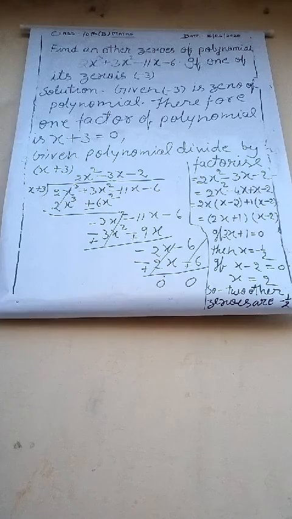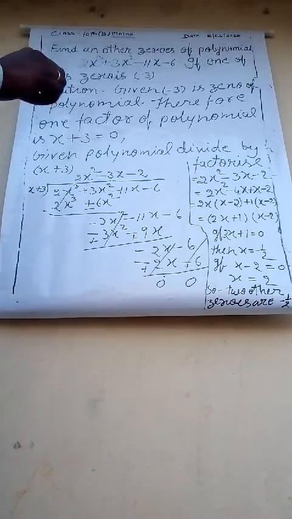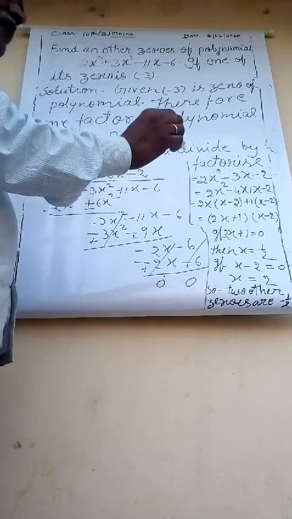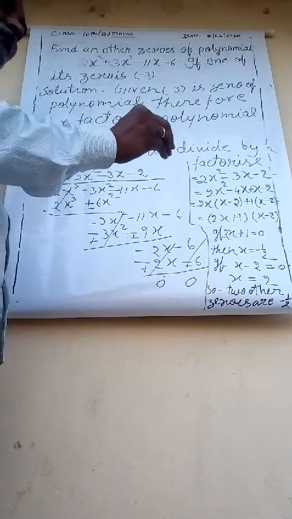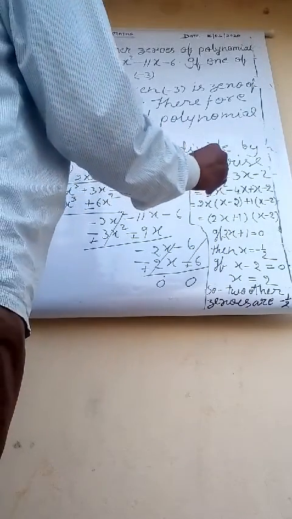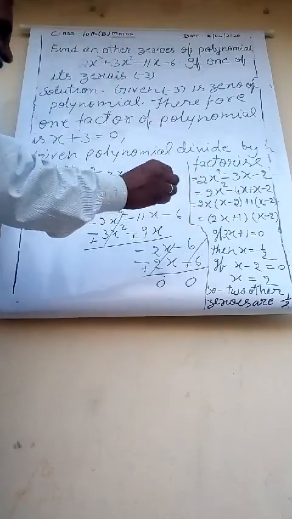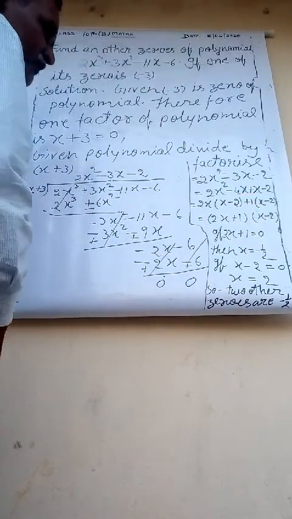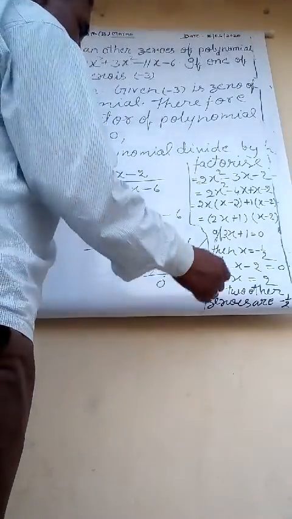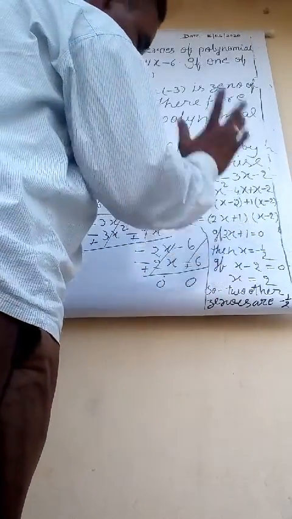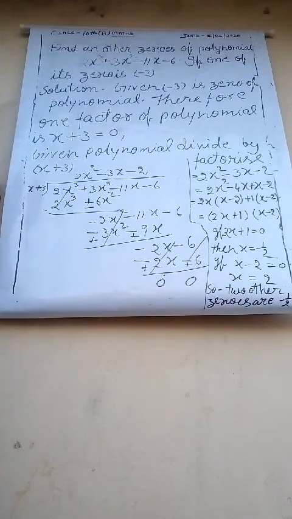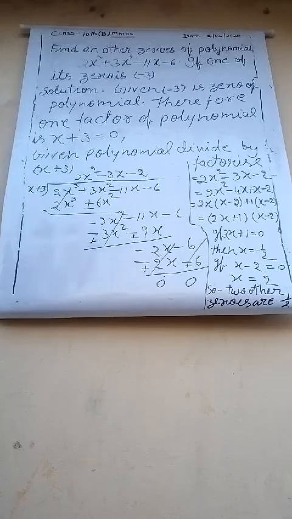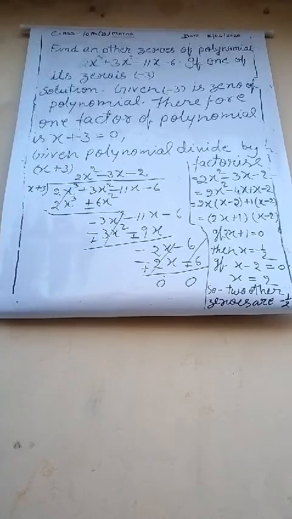Now, put the given factors equal to 0, then x is equal to minus 1 upon 2 and x is equal to 2. So, the two other zeros of the polynomial are minus 1 upon 2 and 2.